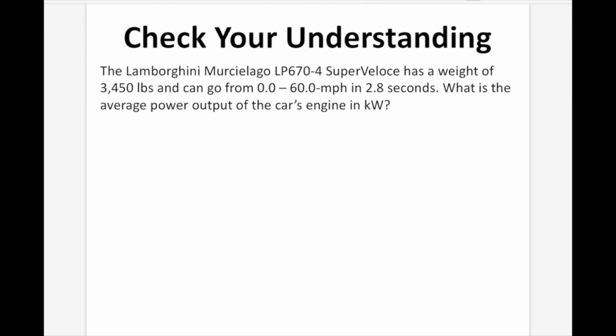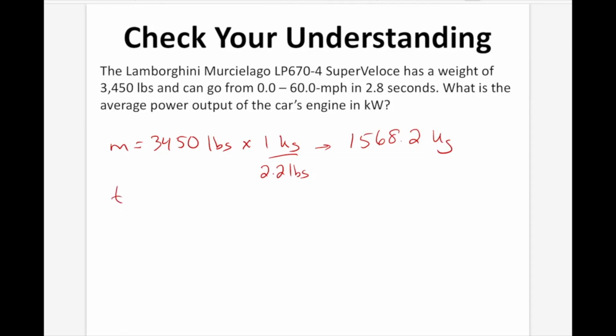So there's a bunch of conversions that we need to do to answer this question. So first of all, the mass is 3450 pounds, and there is 1 kilogram per 2.2 pounds. So to figure out the mass in kilograms, we take 3450 and divide it by 2.2, and we get 1568.2 kilograms. And it can go from 0 to 60 miles per hour in 2.8 seconds. So time is 2.8 seconds. What is the average power output of the car's engine in kilowatts?